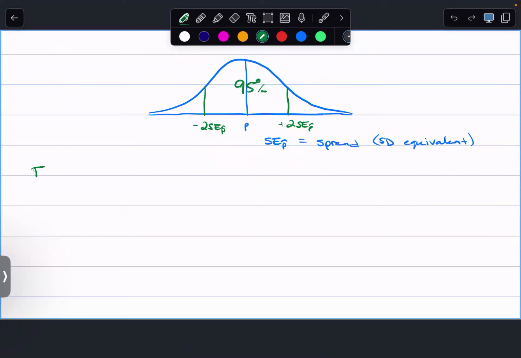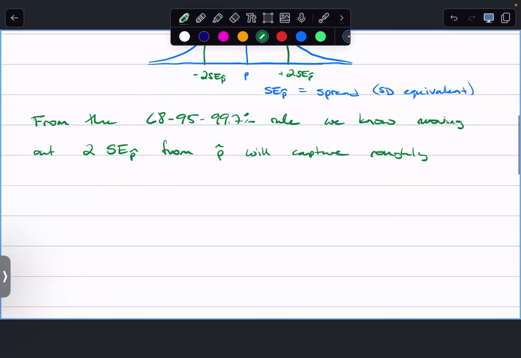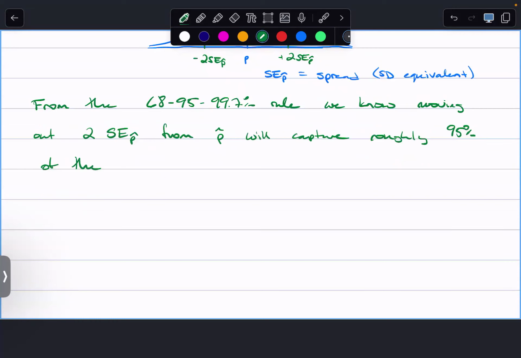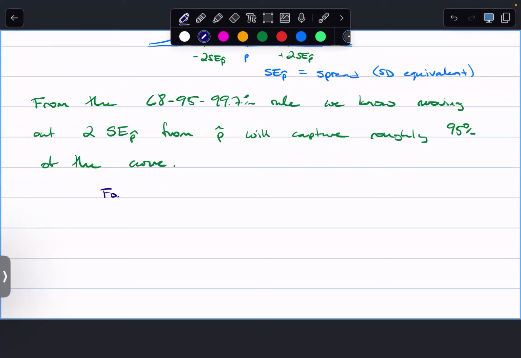And so I'm going to say from the 68, 95, 99.7% rule, we know moving out 2 standard errors of p hat from p hat, or really just any 2 standard errors of whatever point estimate you have from your point estimate will capture roughly 95% of the curve. Okay. I jumped the gun.